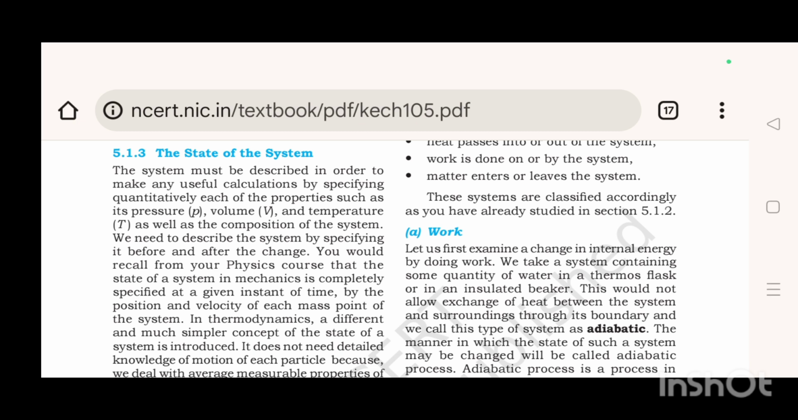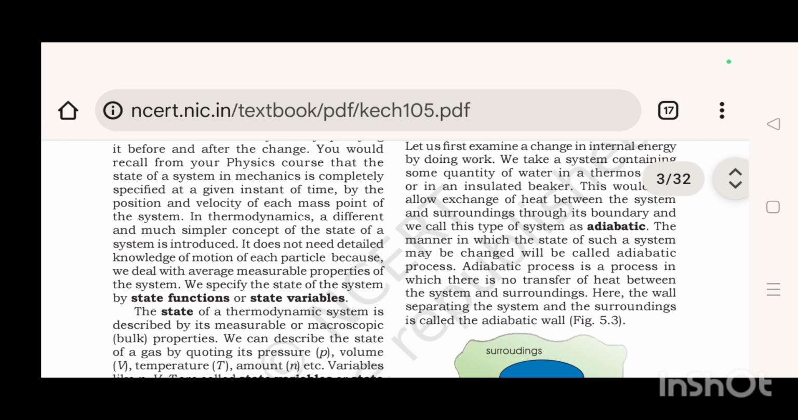We would like to recall from our physics course that the state of a system in mechanics is completely specified at a given instant of time by the position and velocity of each mass point of the system. In thermodynamics, a different and much simpler concept of state is introduced. It does not need detailed knowledge of the motion of each particle because we deal with average measurable properties. We specify the state of the system by state functions and state variables.